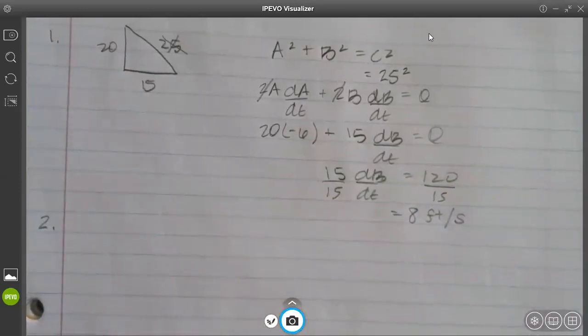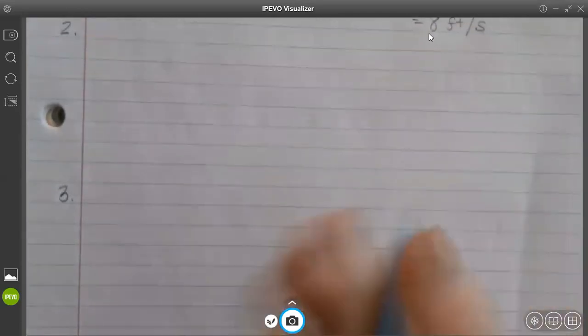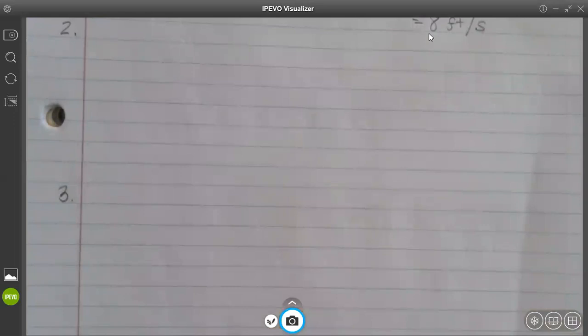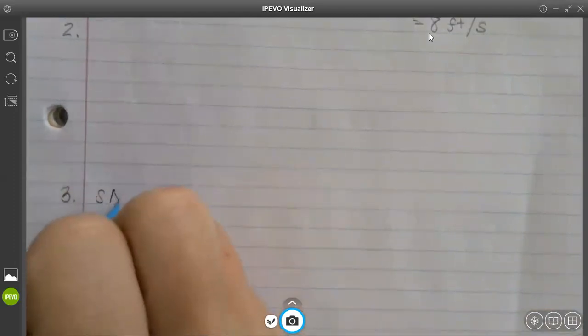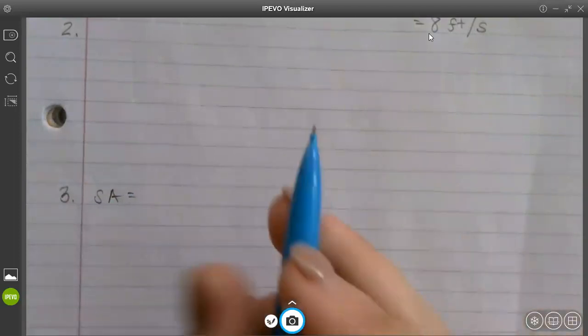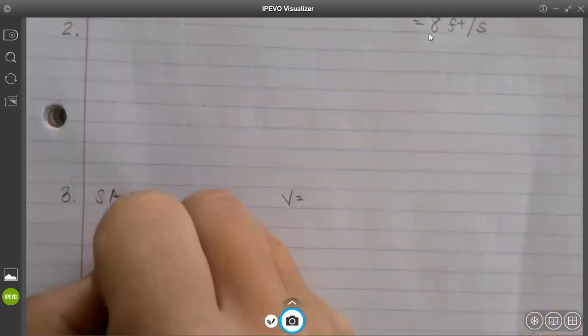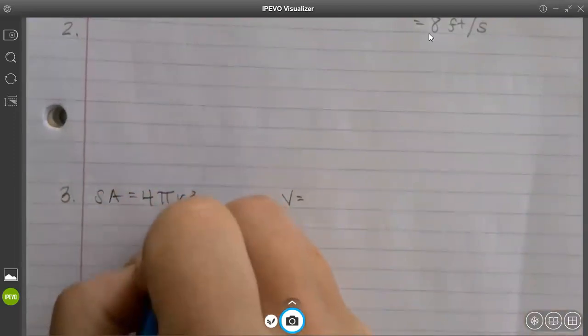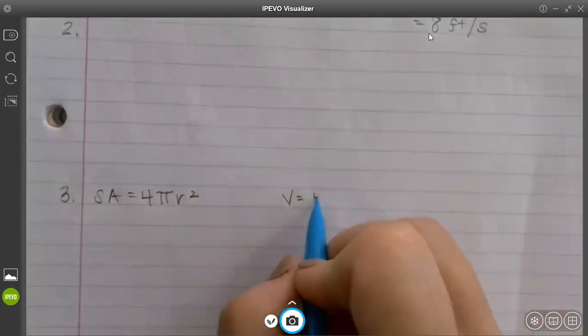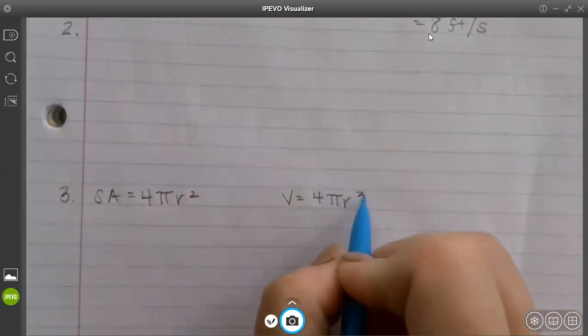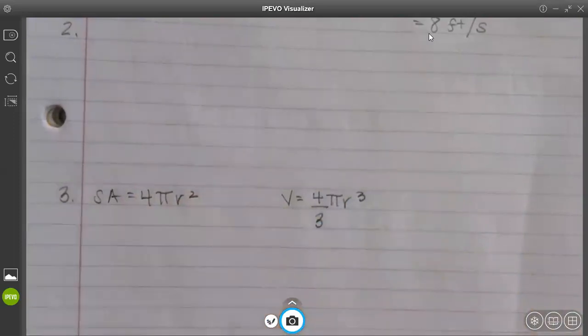Let's do number three, and I'll do number two tomorrow. Yeah, number two is going to take a lot longer and a lot more explaining. A spherical balloon is deflating at negative 24 pi inches cubed per second. How fast is the surface area of the balloon decreasing when the radius of the balloon is 6 inches? So what two formulas do we need? Surface area and volume of a sphere. What's your surface area? Four pi r squared. Volume is four thirds pi r cubed, and that cubed reminds me to put a 3 underneath.